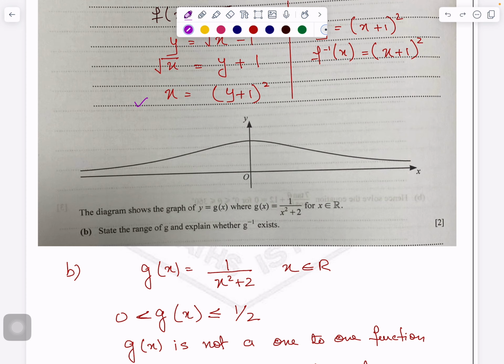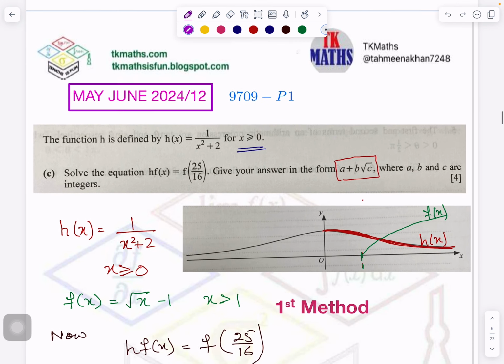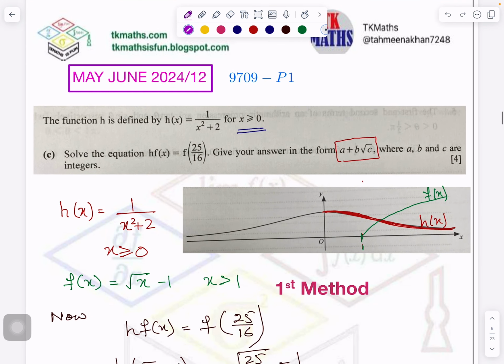Now let's go to part C. Part C I have solved by two methods, because students think differently. So I have solved here by both methods so that you can connect or expand your knowledge. The function h of x is defined by this. The same was the function g, but there the domain was given to you as real numbers. But now it is saying x greater than 0. It means this side of the graph, which I have highlighted with the red color.